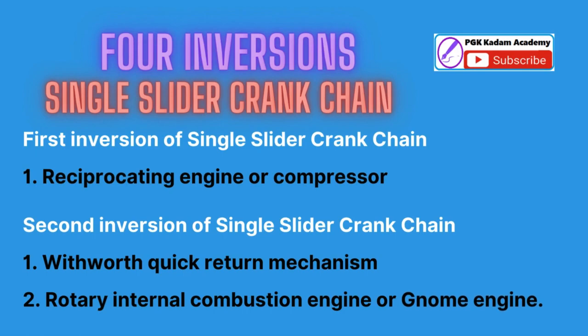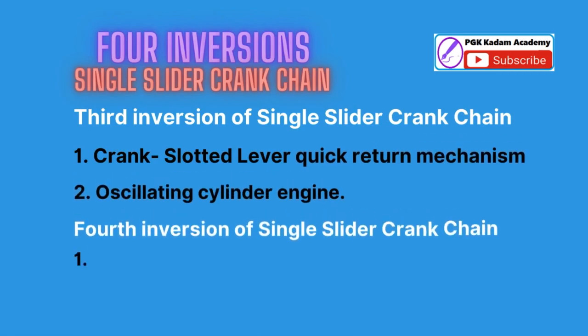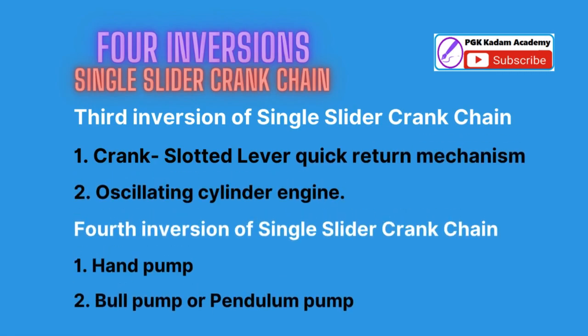Second inversion of single slider crank chain. Under this, two types of applications are: first, Whitworth quick return mechanism, and second is rotary internal combustion engine or Gnome engine. Third inversion of single slider crank chain. Under this, two types of applications are: first, crank and slotted lever quick return motion mechanism, and second is oscillating cylinder engine. Fourth inversion of single slider crank chain. Under this, two types of applications are: first, hand pump, and second is bull pump or pendulum pump.